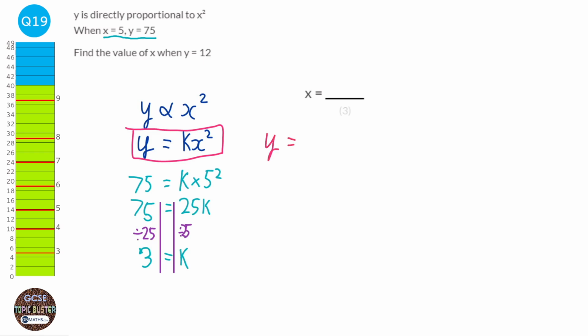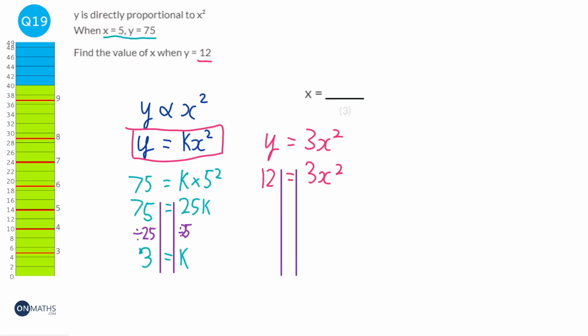K is a constant, so we know that that will be correct for all values of y and x. Then it says find the value of x when y is 12. So I'm going to replace the y for 12, and then just simply solve. So I'm going to start by dividing both sides by 3. Then I'm going to square root both sides. So we've got the value of x equals 2.